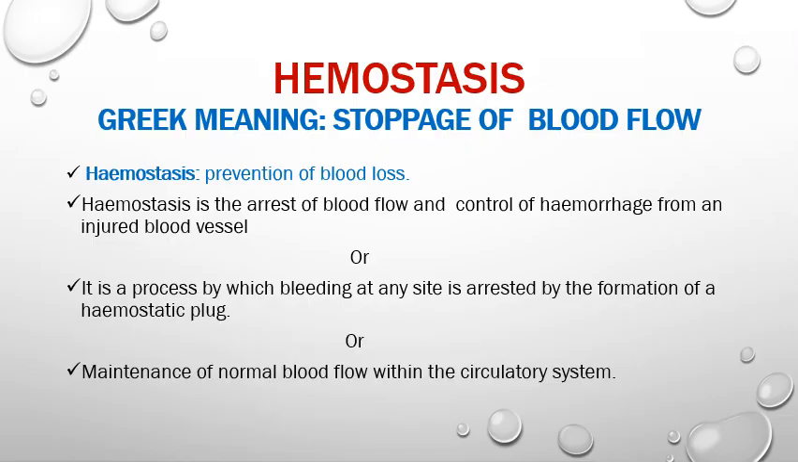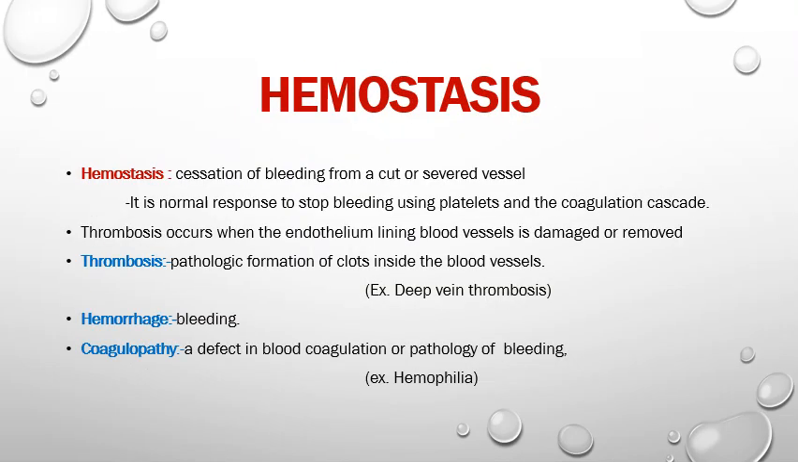Hemostasis is also known as the arrest of blood flow and control of hemorrhage from an injured blood vessel. It is a process by which bleeding at any site is arrested by the formation of a hemostatic plug, or it helps in the maintenance of normal blood flow within the circulatory system. Hemostasis can also be defined as cessation of bleeding from a cut or severed blood vessels. It is a normal response to stop bleeding using platelets and the coagulation cascade.